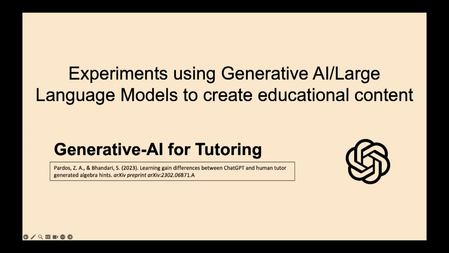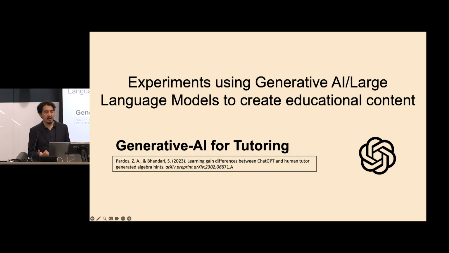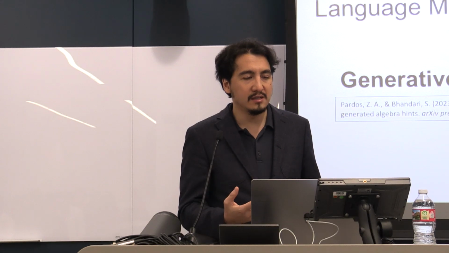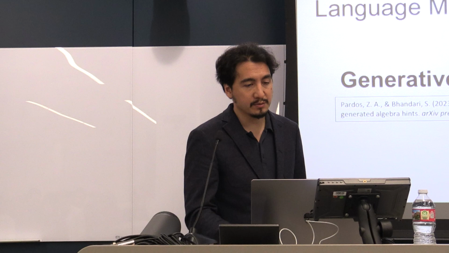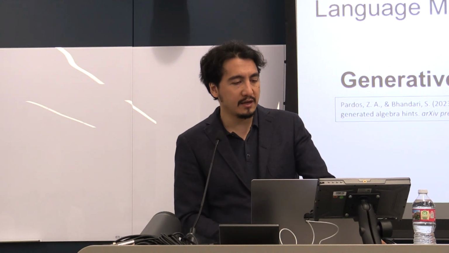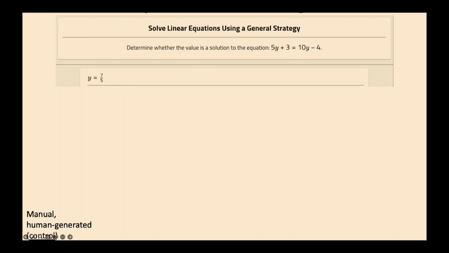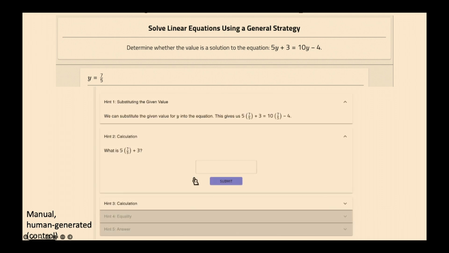So fortunately, in the last year, there's been ChatGPT that hit the scene. And ChatGPT is based on something called large language models, which are a form of generative AI. So can we ask these large language models to help us produce content? And can that result in us producing content faster than 100% FTE over 1 year? So here's an example of a problem where we have manual hint pathway created by humans.